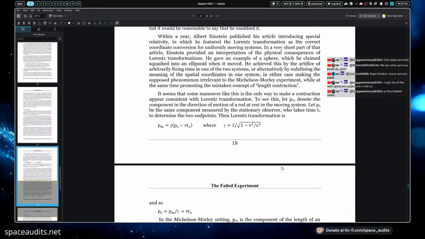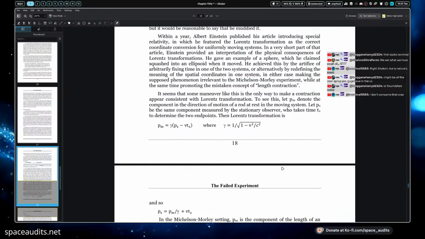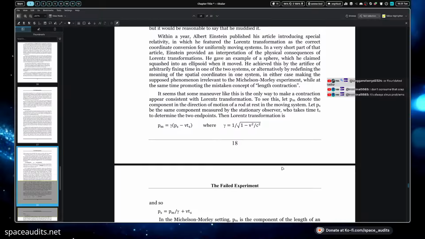Within a year, Einstein published his article introducing special relativity, in which he featured the Lorentz transformation as the correct coordinate conversion for uniformly moving systems. In a very short part of that article, Einstein provided an interpretation of the physical consequences of Lorentz transformations. He gave an example of a sphere, which he claimed squashed into an ellipsoid when it moved. He achieved this by the artifice of arbitrarily fixing time in one of these two systems, or alternatively by redefining the meaning of the spatial coordinates in one system, in either case making the supposed phenomenon irrelevant to the experiment, while at the same time promoting the mistaken concept of length contraction.